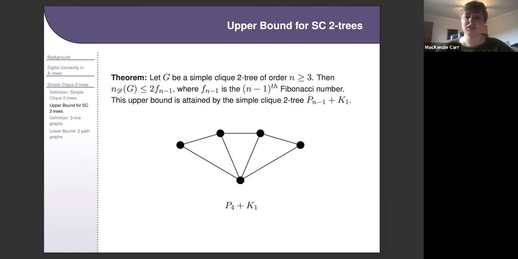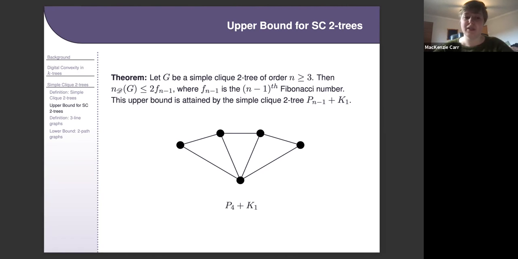So if we restrict to simple clique 2-trees, now the number of digitally convex sets can be at most 2 times the n minus 1 Fibonacci number. And so this is attained by the simple clique 2-tree that's the join of a K1 and a path with n minus 1 vertices. So this is the example for n equals 5.